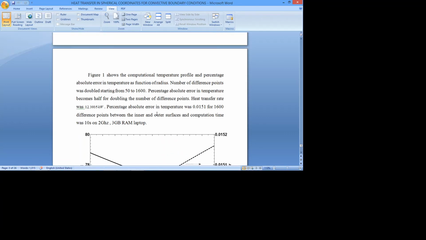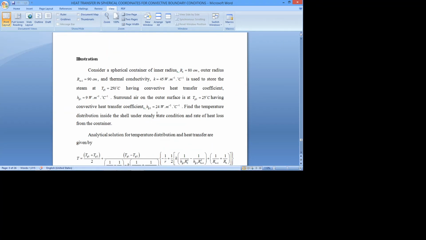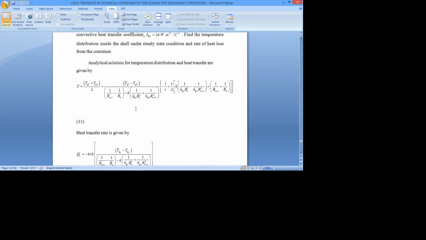This is all about the convective boundary conditions, the solution of heat transfer in spherical coordinates. So these are the temperatures being calculated at the boundaries of the sphere from the convective heat transfer coefficients. In case of doubt, you can leave your comments. Thank you.